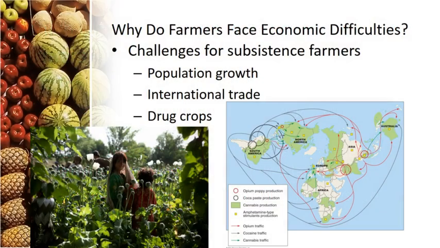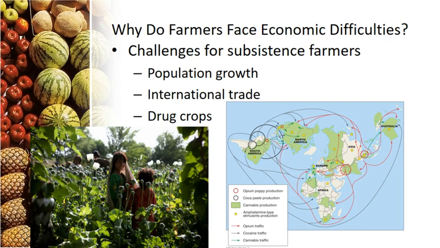Okay, and that was about LDCs. So why do farmers face economic difficulties? Well, when you're talking about subsistence farming, population growth is a big deal. More people means less available land per person. You also have international trade. What if you are growing a little bit extra and it's actually cheaper to import food, or you're competing with food aid supplies that are being sold on the black market? That's a problem. And then also drug crops.